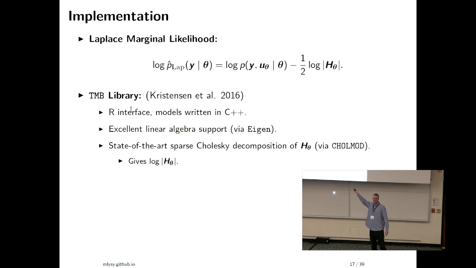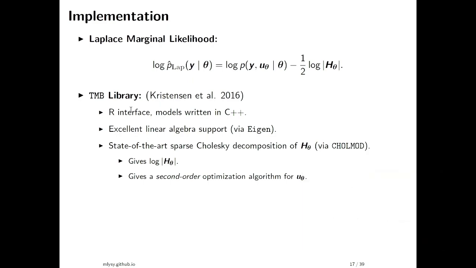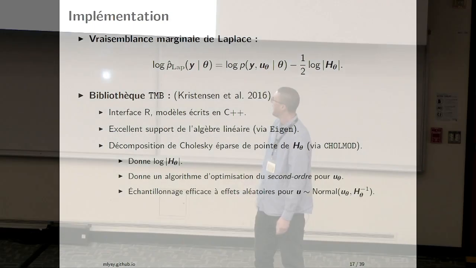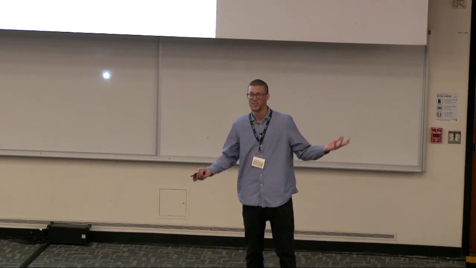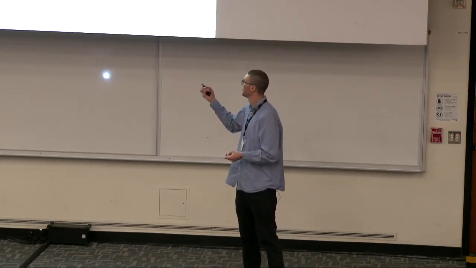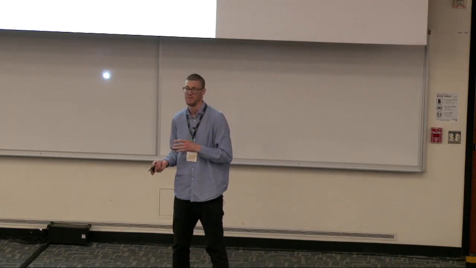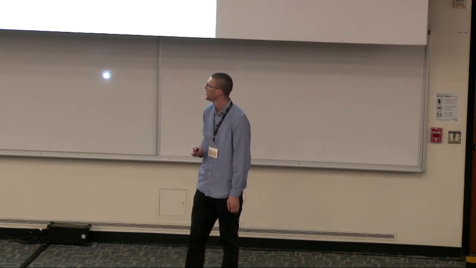If you can get the Cholesky of H, you can get the log determinant for free, right? You just add up along the diagonal, or log diagonal. It also gives you a second-order optimization algorithm for mode finding because you've got the Hessian matrix as well. So you can get to the mode in very few steps. You can do random effect sampling, because once you've got the Cholesky, it's easy to work with, like either multiplying by a Cholesky or even solving for a Cholesky. Those are both done really fast.